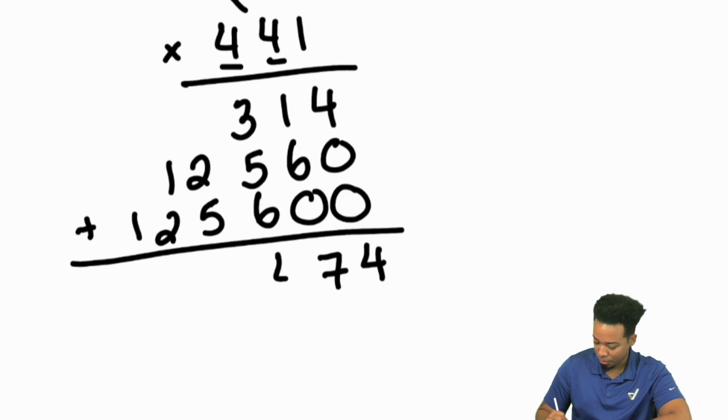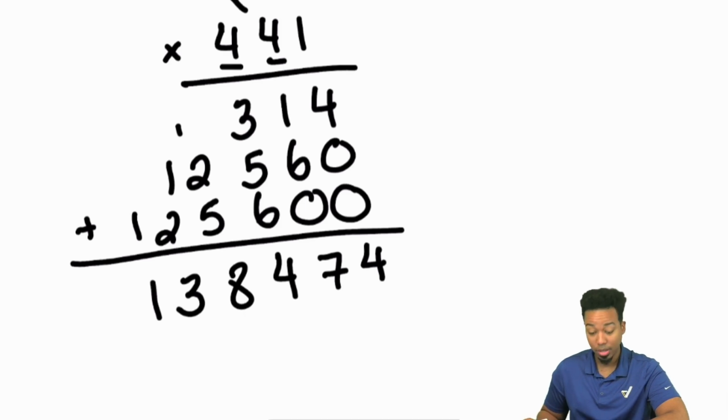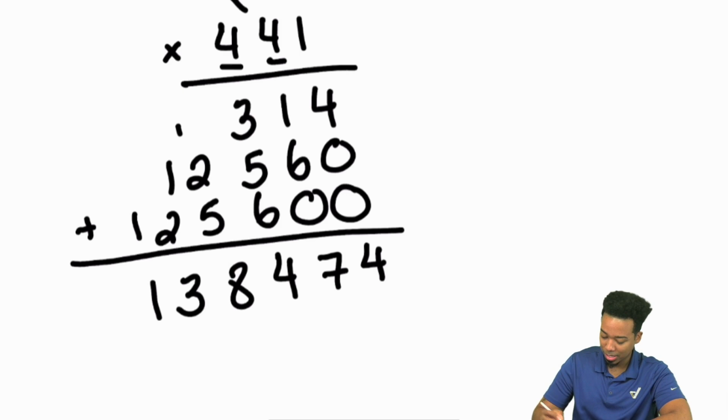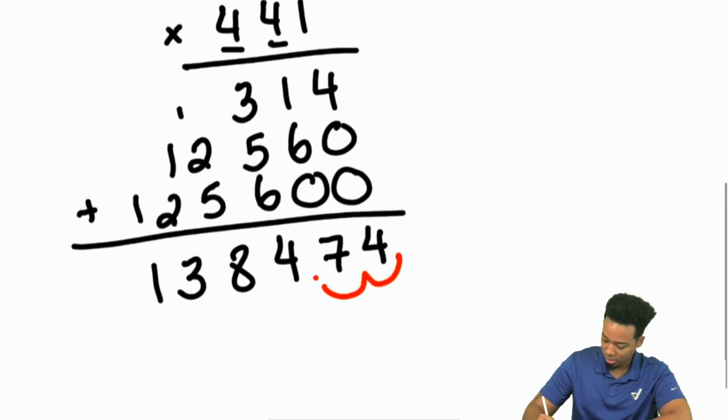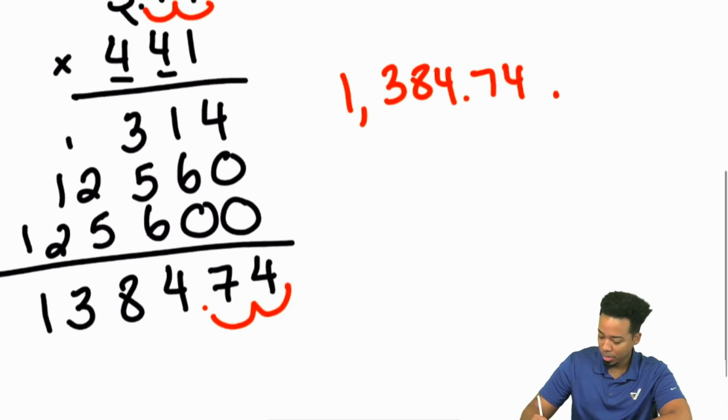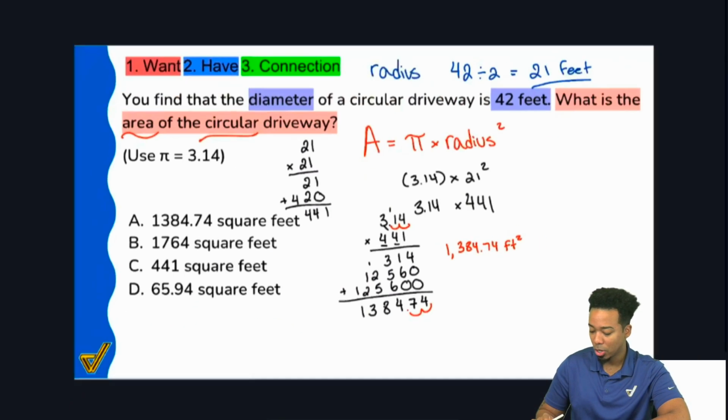That's going to be 11, 14. That's going to be 8. That's 3, and that's 1. Then we bring back all of the decimals that we used, noting that we had how many decimal places? 1 and 2, 1 and 2. So we have ourselves 1,384.74 square feet.